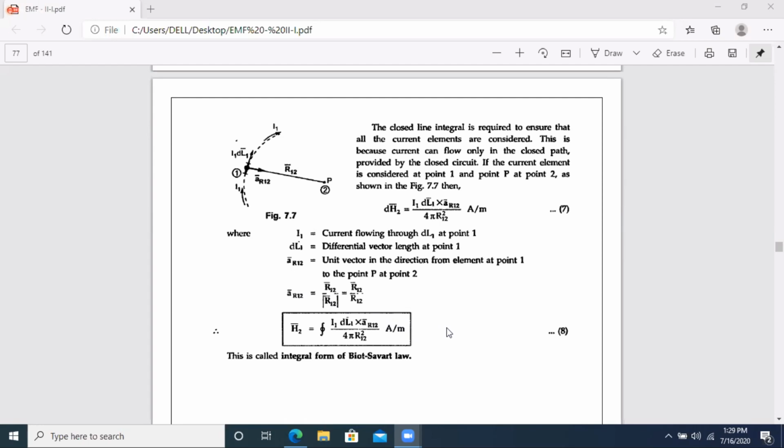Now remember, we looked at what we call the integral form of electric field and the differential form of electric field. You must recall that. Similarly here, this form is called the integral form of Biot-Savart law. We will look at the differential form later.